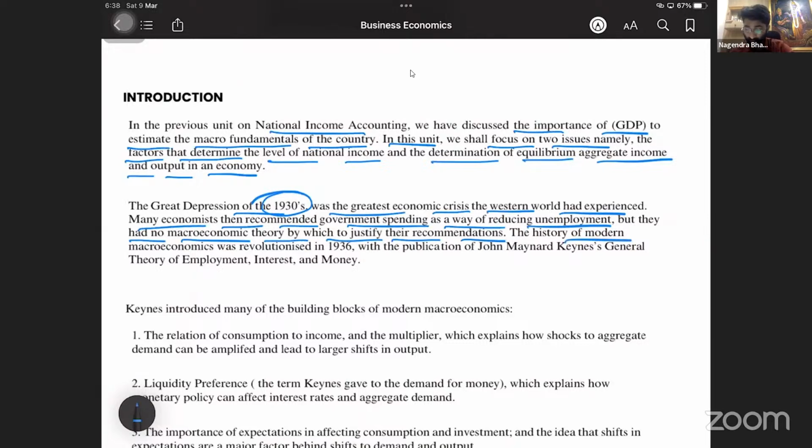The history of modern macroeconomics was revolutionized in 1936 with the publication of J.M. Keynes' General Theory of Employment, Interest and Money. Many of the topics got cleared in this J.M. Keynes, the theory of employment, interest and money.